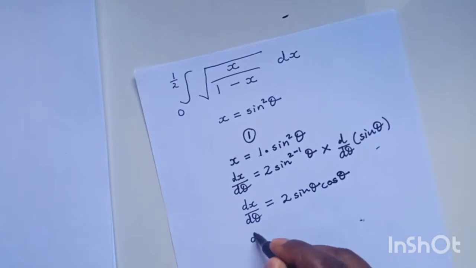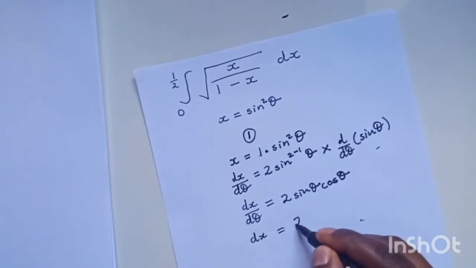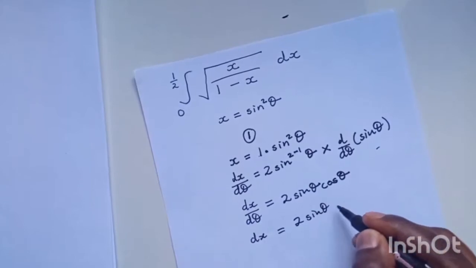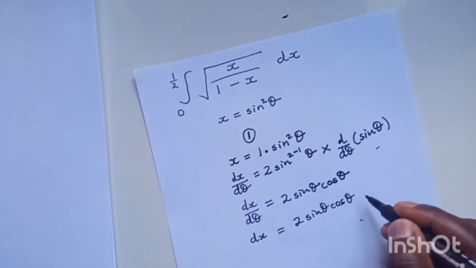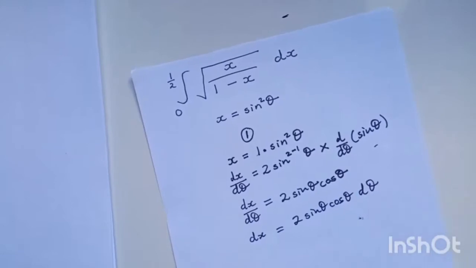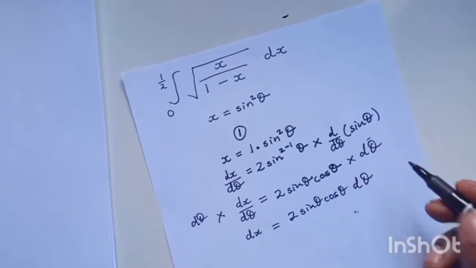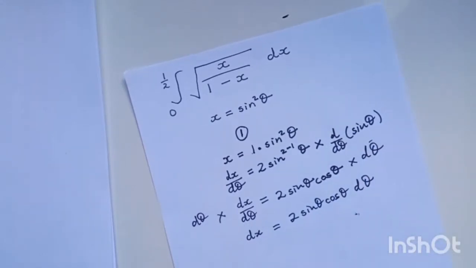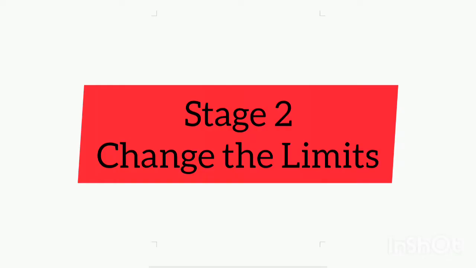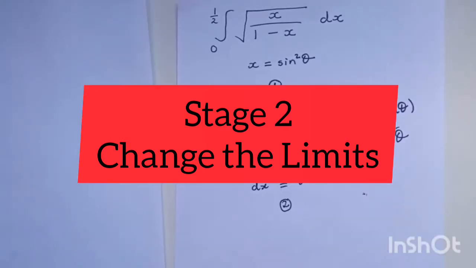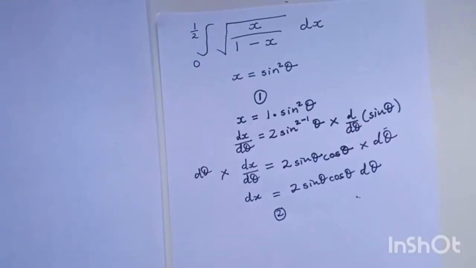Right, so dx is equal to 2 sine theta cos theta d theta. Why? Because I have multiplied both sides by d theta. So d theta and d theta cancel each other on the left side. Then 2 sine theta cos theta times d theta, you get 2 sine theta cos theta d theta. So this is the first stage. Right, we are now moving on to stage 2.